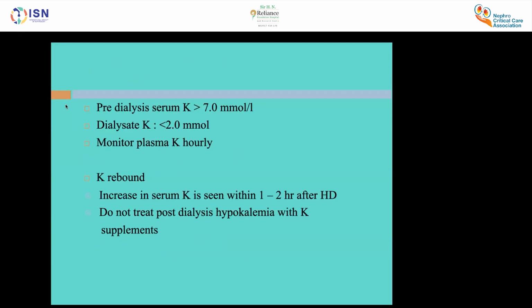If the pre-dialysis serum potassium is more than 7 millimole per liter, then dialysate potassium should be targeted at less than 2 millimole, and we should monitor plasma potassium hourly. There will be potassium rebound after the dialysis, which will cause an increase in serum potassium, seen within 1 to 2 hours after hemodialysis. That's why we should not treat post-dialysis hypokalemia with potassium supplements.